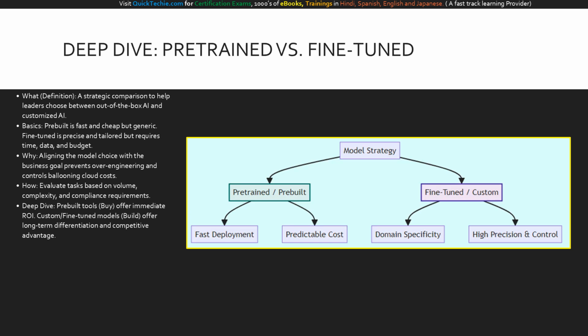To make sound strategic decisions, we must look at a deep dive comparison of pre-trained versus fine-tuned models. Think of this as the classic buy versus build dilemma adapted for the AI era. As our basics outline, a pre-built, pre-trained model is incredibly fast to deploy, very cost-effective, but ultimately generic in its behavior. A fine-tuned model, conversely, offers unparalleled precision and is perfectly tailored to your enterprise, but it demands significant investments in time, curated data, and cloud computing budget.